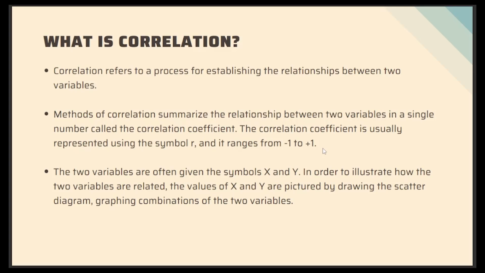What does positive correlation mean? That when the value of one variable increases, then the other variable will also increase, and negative indicates that as one increases the other decreases. So the two variables are often considered as x and y, and a scatter plot or a scatter diagram is used to represent this relationship graphically between the two variables.